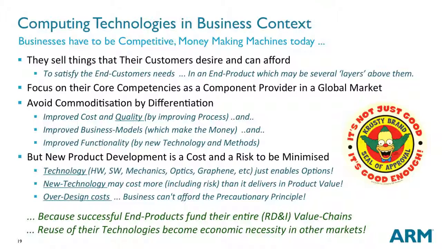So new product development then is just a risk to be minimized. It's not a positive thing. You've got to do it to stay competitive or to differentiate yourself, but you've got to do it as cheaply as possible. So technology just enables options. Just enables. It's not the most exciting thing out there in the product world. And new technology may cost more, including risk, than it delivers in product value. And if it doesn't deliver anything in product value, then it's not on the parts list, virtual or otherwise. Another design, of course, just causes extra costs, causes extra problems. Business can't afford it. Good enough is enough.